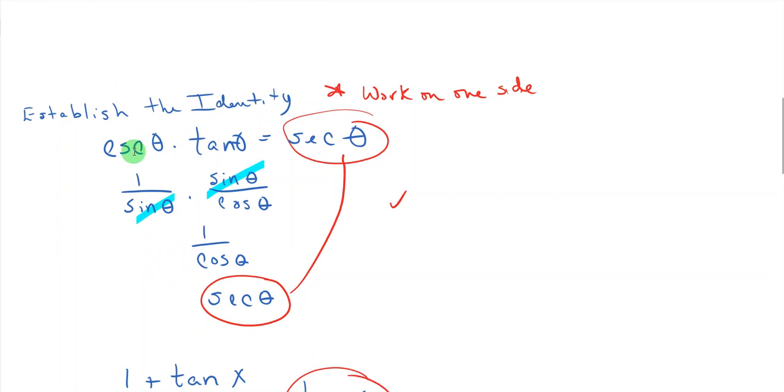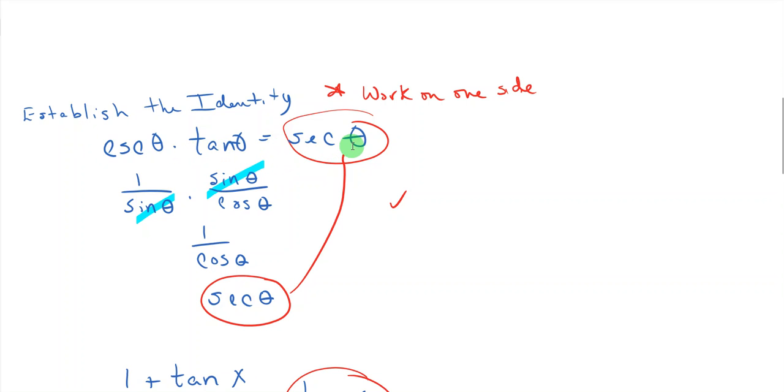So if we were given, and this is the way I do them, if you have another way, that's fine. But when I do it, I work on the more complicated side, and when I finish, I want to end up with this side, and I usually circle both of them and connect them, saying, yes, they are the same. So cosecant theta times tan theta equals secant theta.